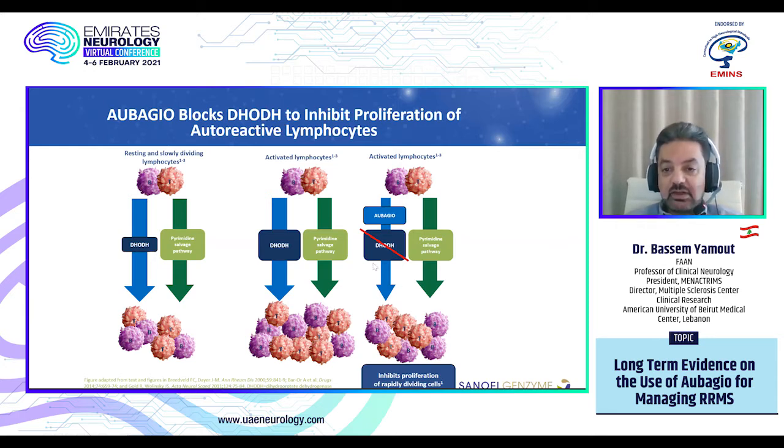However, once it does that, remember, the pyrimidine salvage pathway is still ongoing. So the lymphocytes are able to proliferate regularly to defend against infection, viruses, bacteria, malignancies, but not quickly to induce inflammation. And this is really the basic importance of this mechanism of action, to explain the efficacy and, at the same time, the safety of the medication.